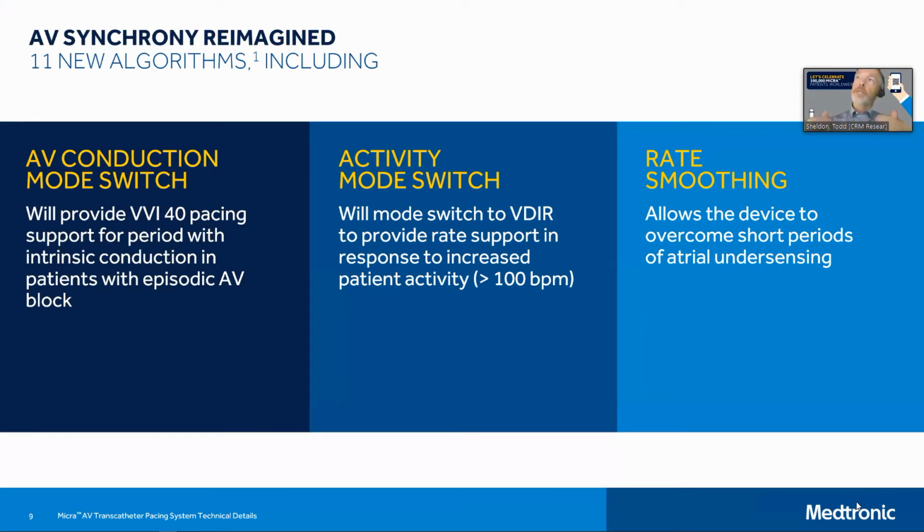But on top of those algorithms, we have some other higher level algorithms. So we have an AV conduction mode switch for patients with episodic AV block, where you might not want to be in VDD mode the whole time. We have the activity mode switch feature, which can switch to rate responsive pacing if we see a disconnect between the rate response and how we're tracking the device. And then we have a rate smoothing feature that we use to overcome intermittent periods of atrial undersensing.